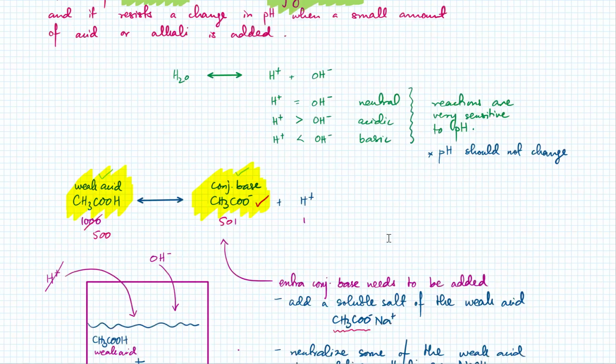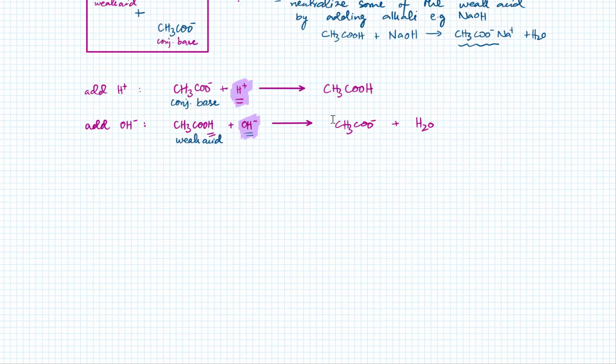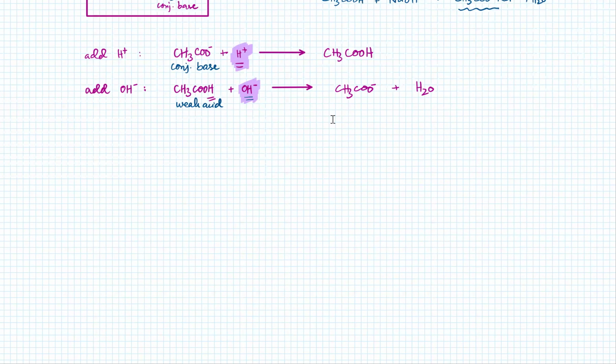So remember one thing, okay? What's a buffer? It's a weak acid and the conjugate base mixed together, and it could be any combination. I've got some examples of buffers, as long as there's a weak acid and the conjugate base of the same weak acid.